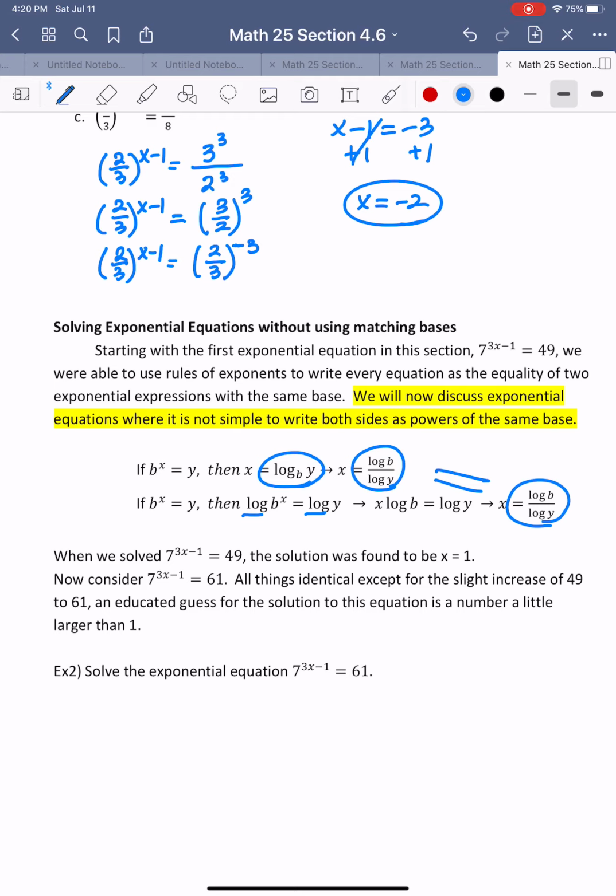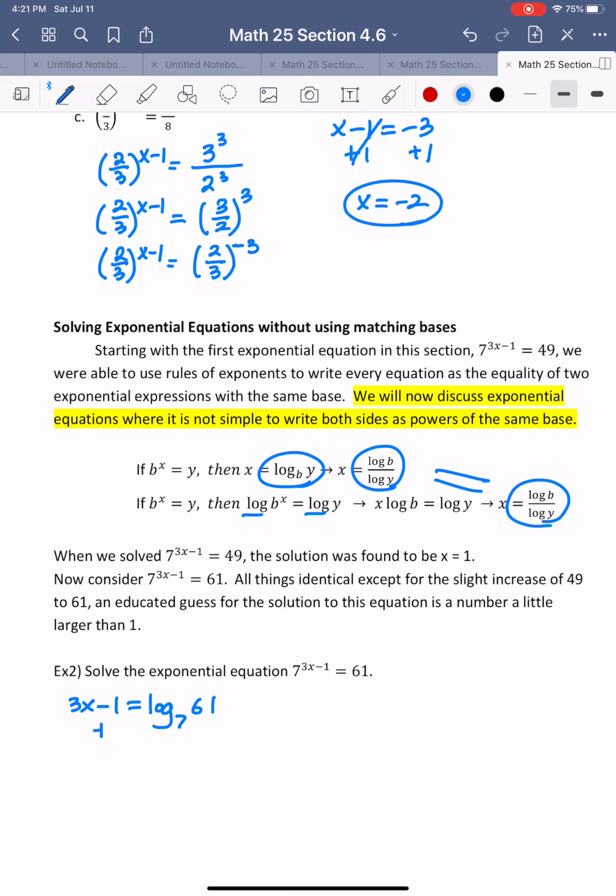But now we're going to consider 7 to the 3x minus 1 equal to 61, but there's no way we can change the 61 to a power of 7. All things are identical except for the slight increase of 49 to 61. An educated guess for the solution to this equation is a number a little larger than 1. But this time we can do this; you can do it two ways, okay? We can change to the logarithmic form. So the exponent equals the log base 7 of 61, and then you can just solve for x.